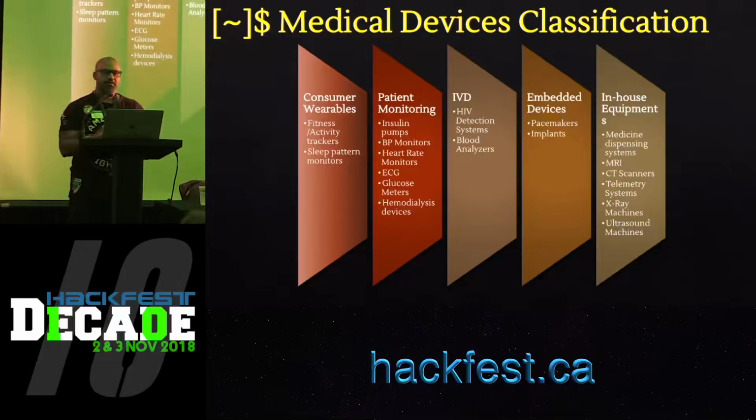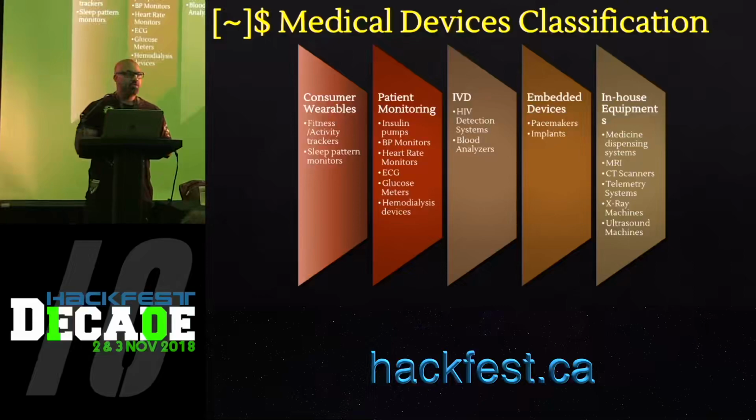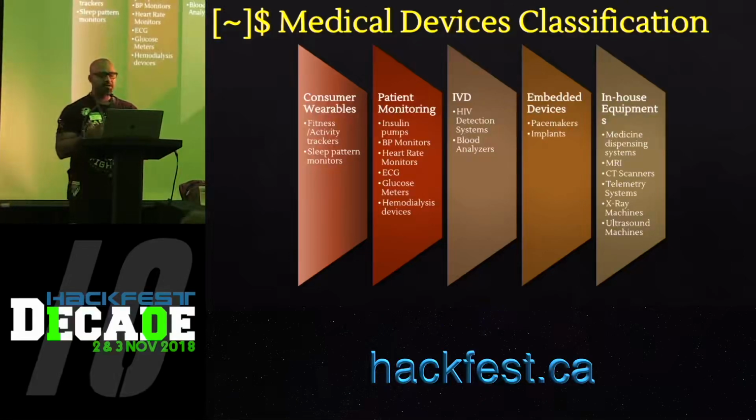And then there are devices which are embedded into patient's body. So pacemaker would be the most common example of those devices. And then there are devices which you see at hospitals and medical institutions, which are bulky, stationary equipment, like medical dispensing system, MRI machines, CT scanner, X-ray machines.